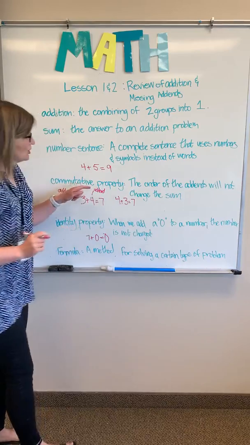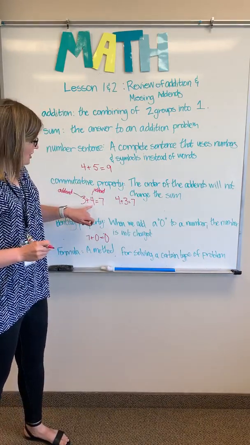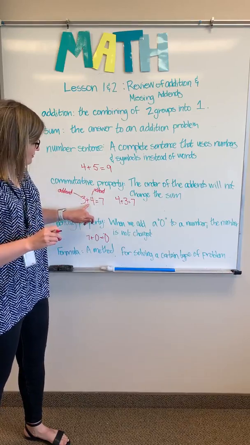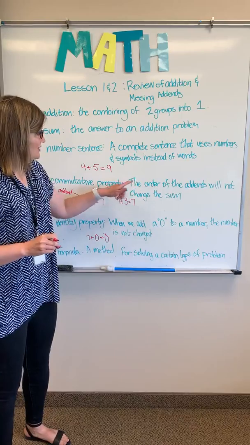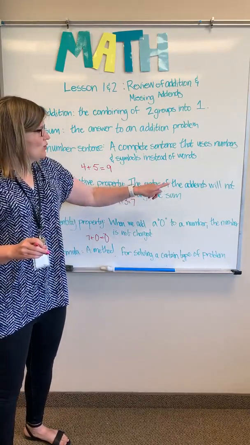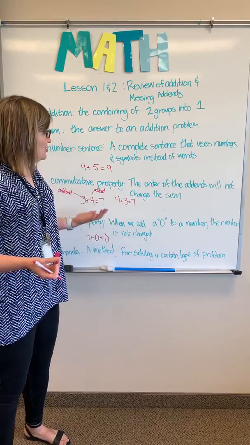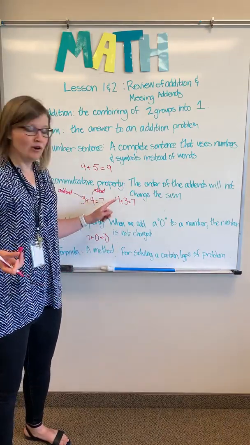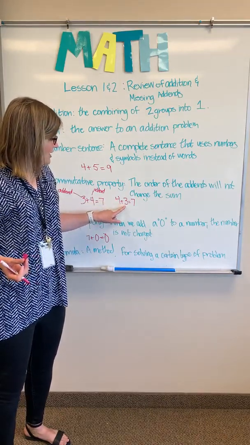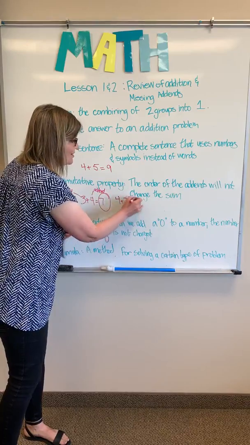And what we're saying in the commutative property is we can take our addend of 3 together with our addend of 4. It creates our sum of 7. But commutative property says the order of the addends will not change the sum. So what they're saying is you can start with 3 and add 4, or you could start with 4 and add 3. Both will equal 7.